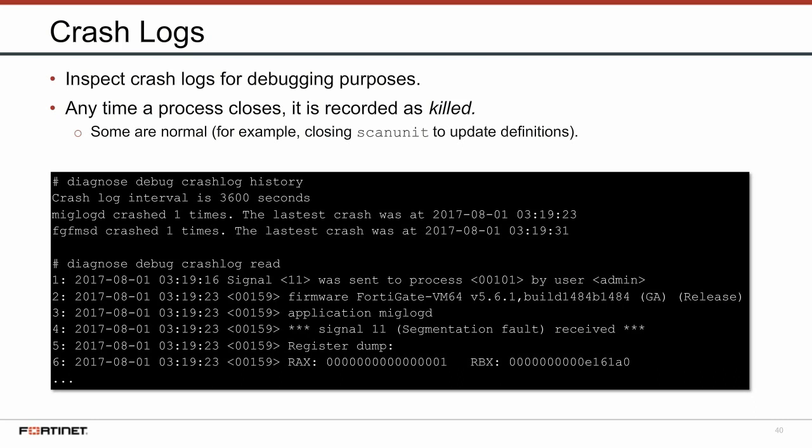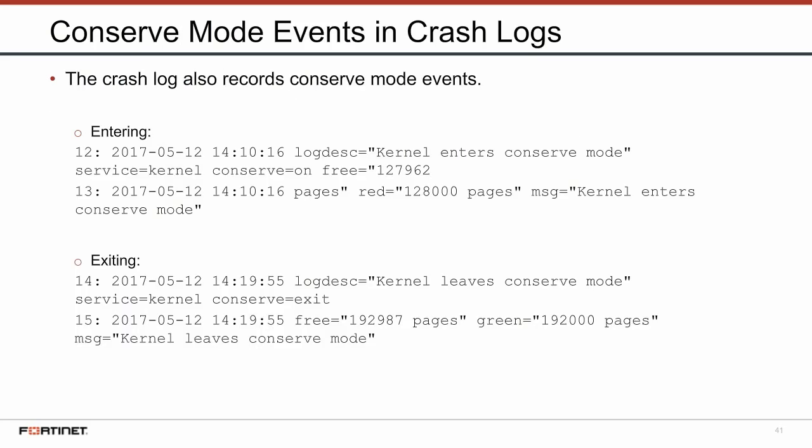This slide shows the command you have to use to get a crash log. Two commands can show information from the crash logs. Diagnose debug crashlog history lists a summary of the processes that have crashed, how many crashes have happened, and the time of the last crash. Diagnose debug crashlog read provides details about each crash in addition to other system events such as conserve mode entry and exit times. These are the entries generated in the crash logs when a FortiGate enters and exits memory conserve mode.